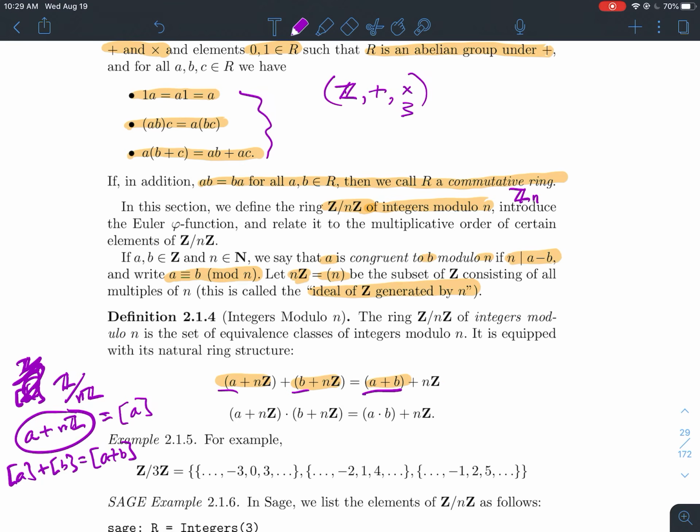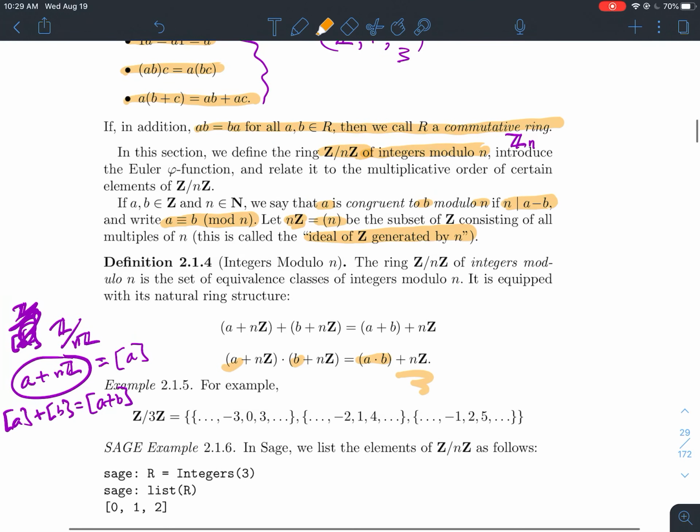It's just notation. Similarly, how do you multiply two equivalence classes together? You multiply them again, it looks like, just by multiplying the representatives. And again, adding this notation at the very end. It's just standard, it's always going to be there, plus nZ.